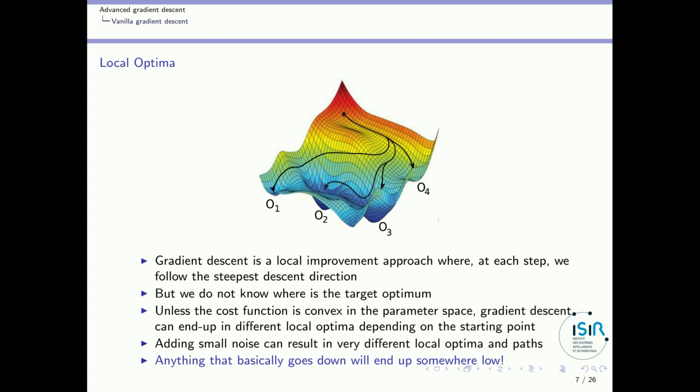And by the way, if you are starting from here, but you have some noise, you may diverge to different trajectories, one ending up here, one here, one here, and one here. So you can see that you are very sensitive to noise. The only thing you are sure about when you are using gradient descent is that it goes down, and anything that goes down will end up somewhere low, but you have no guarantee at all that you will end up in the best local optimum.